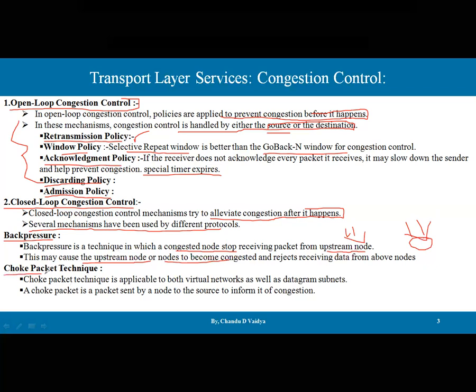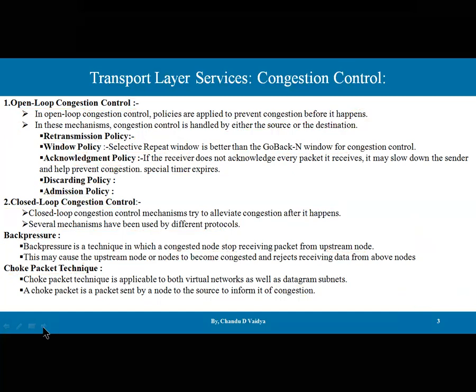The second is the choke packet technique. The choke packet technique is applied to both virtual networks as well as datagram subnets. The choke packet is a packet sent by the node to the source to inform it of congestion. So let's say there is a receiver and there is a sender. If any congestion occurs at the receiver end, it is the duty of the receiver to reply to the source that congestion has occurred: please slow down your flow. So these are the two main policies available in congestion control.